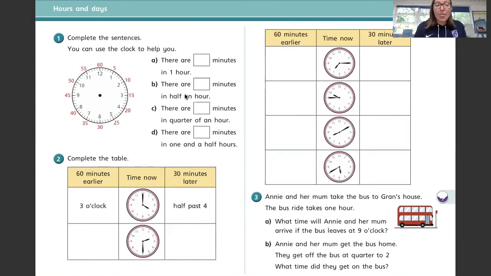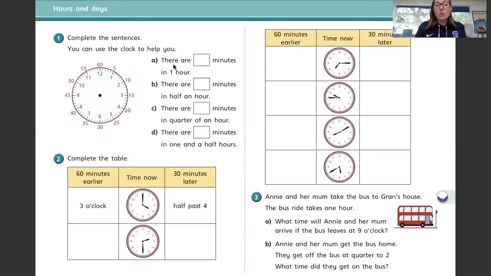It's up to you. Okay, so hours and days this one is, and question 1 is complete the sentences. You can use the clock to help you. So you've got to look at this clock. It shows you the 5-minute intervals that we were practicing last week. And quite a lot of you have said that that was really tricky. So if you want to carry on practicing that week and you don't want to move on to this just yet, that's absolutely fine. You can carry on practicing your 5-minute intervals at home. If you think, yeah, I've almost got it, and you want to move on, then move on to this sheet.